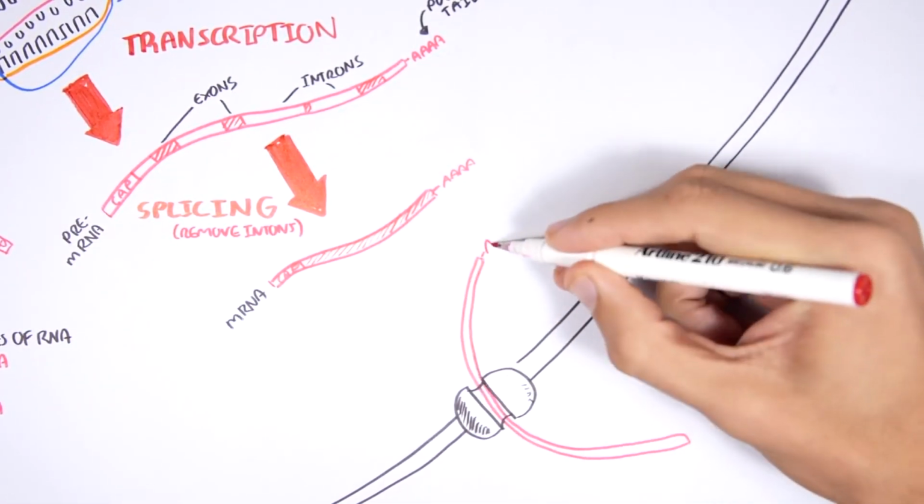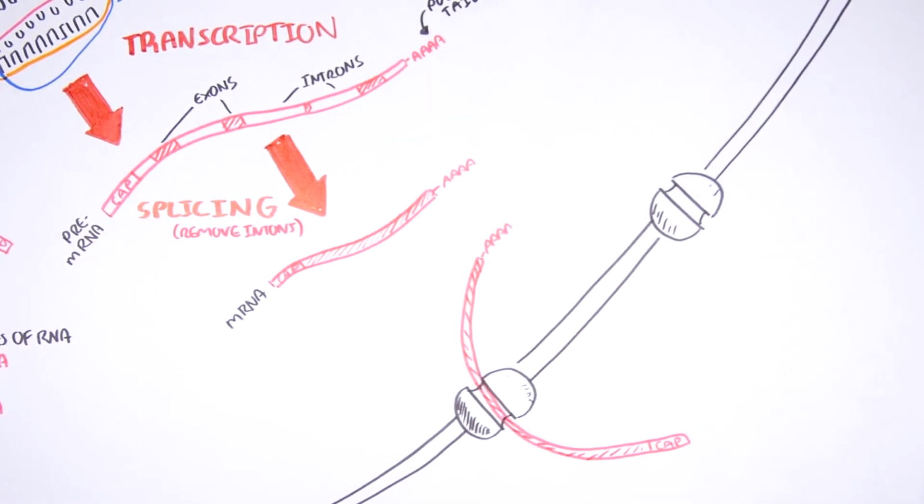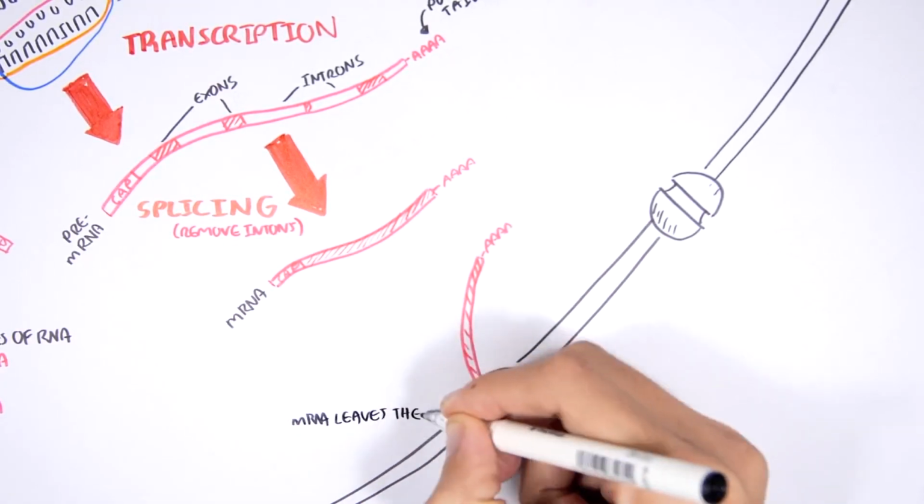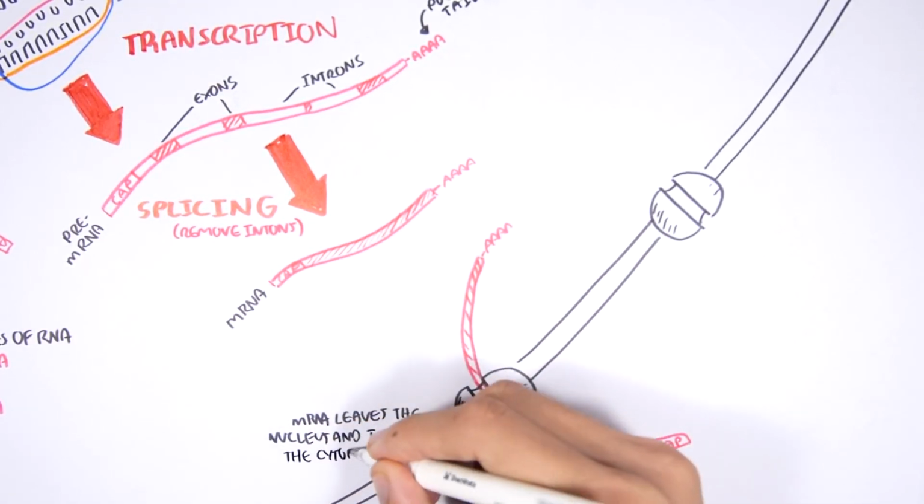So after splicing, after introns are removed, this will form an mRNA, still with the poly-A tail at one end and a cap at the other. Now the mRNA will then leave the nucleus through the nuclear pore and into the cell cytoplasm.